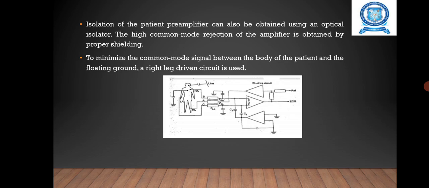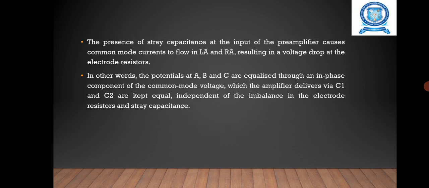Then it is inverted and fed back to the right leg electrode. It reduces the common mode voltage of the input with respect to the floating ground. Here Winter and Webster examined optimal design parameters for a driven right leg circuit. The presence of stray capacitance at the input of the preamplifier causes common mode currents to flow in LA and RA, resulting in a voltage drop at the electrode resistors.